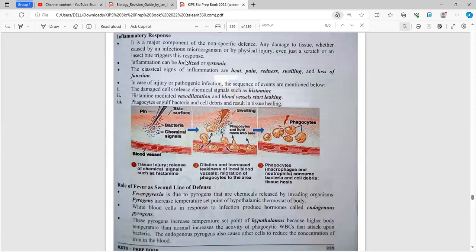Now, the four cardinal signs of inflammation. The four classical signs of inflammation are heat, pain, redness, and swelling. You just need to remember these.